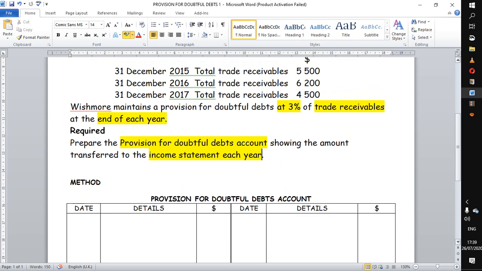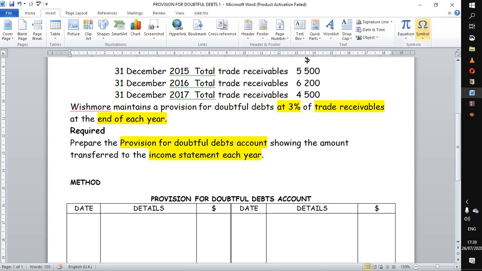So we go year by year. What we are going to do here is that we'll calculate 3% of this. 3% is the same as 0.03. So here we are multiplying by 0.03. So it gives us, from our calculator, 165. So we get 165. That's the provision for the first year.